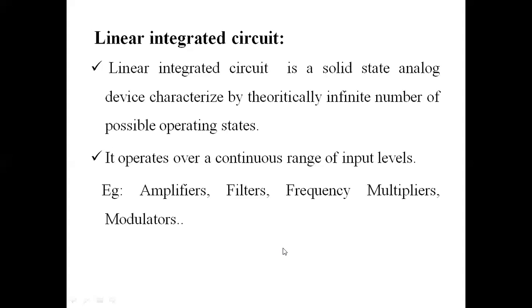Okay, coming back to the discussion, a linear integrated circuit is a solid state electronic device. That means it comes under the classification of analog device characteristics, which have an infinite number of possible operating characteristics, whereas the digital integrated circuit has a finite number of possible operating states. This linear integrated circuit falls under the classification of analog solid state devices. That means it can operate over a continuous range of input levels.